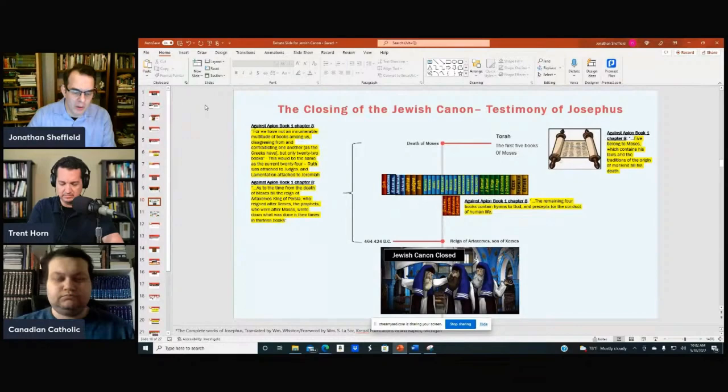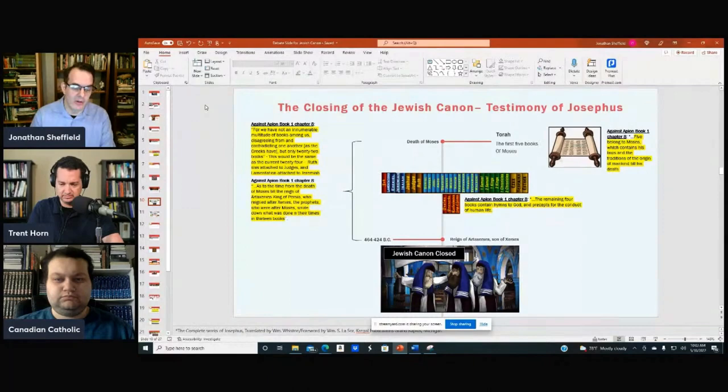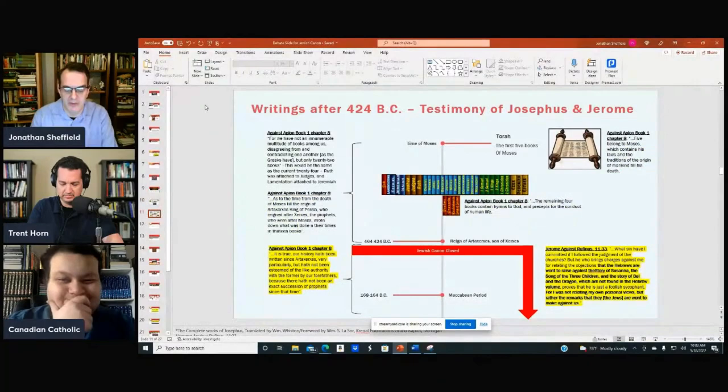Our final measure comes from Josephus, who provides historically significant testimony certifying that the Jewish canon was closed by 400 BC. He establishes this point in two parts. First, he surveyed the publications since the time of Artaxerxes, reporting that those writings had not been esteemed of the like authority with the former records.